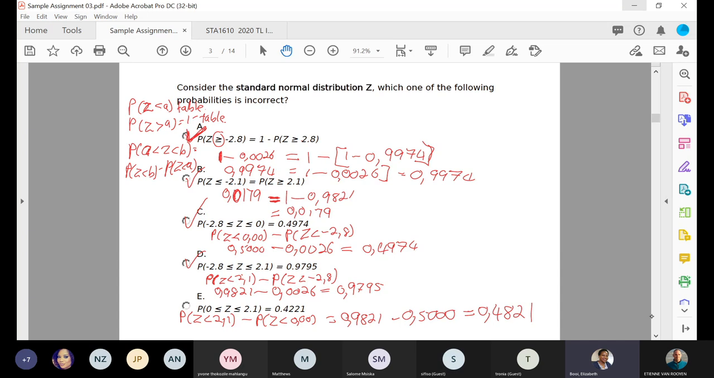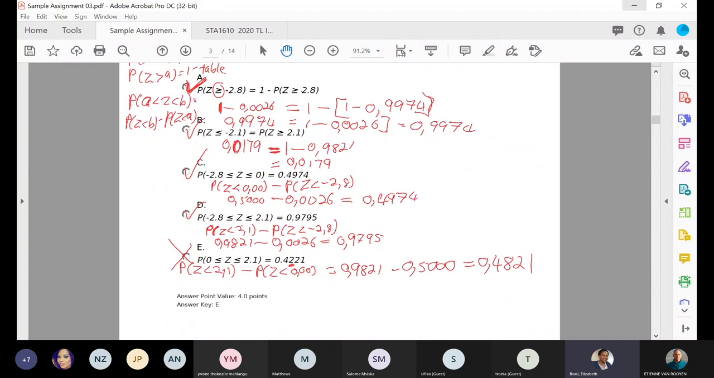And that should give us 0.4821. And this one says 0.421. So number E is the incorrect one. And that's how you will answer the question. You'll have to go and validate each one of them so that you find the correct one.